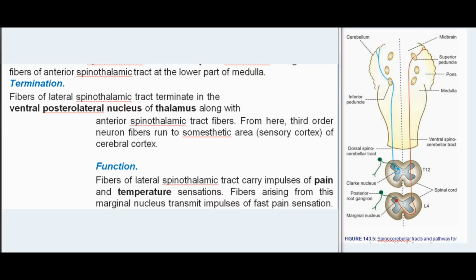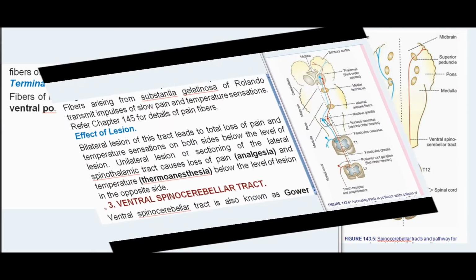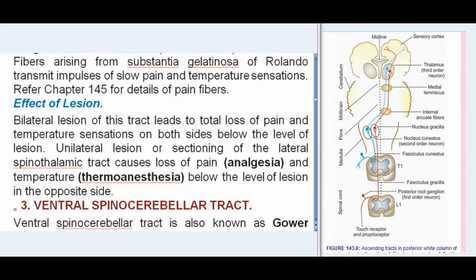From here, third-order neuron fibers run to some aesthetic area, sensory cortex, of cerebral cortex. Function. Fibers of lateral spinothalamic tract carry impulses of pain and temperature sensations. Fibers arising from this marginal nucleus transmit impulses of fast pain sensation. Fibers arising from substantia gelatinosa of Rolando transmit impulses of slow pain and temperature sensations. Refer Chapter 145 for details of pain fibers.